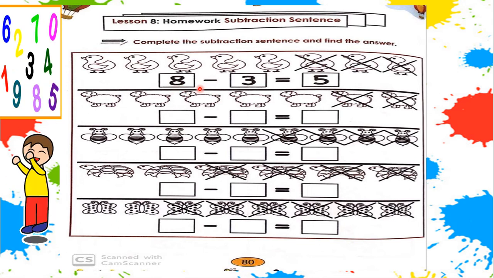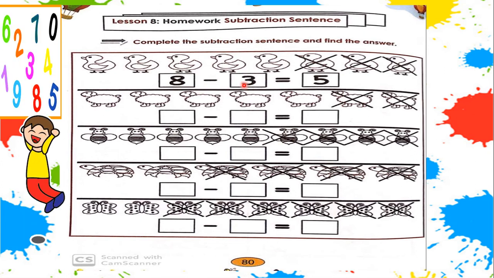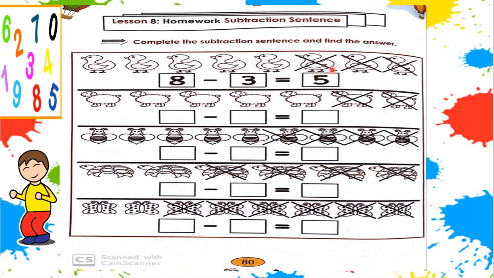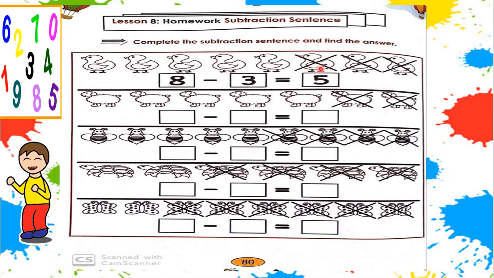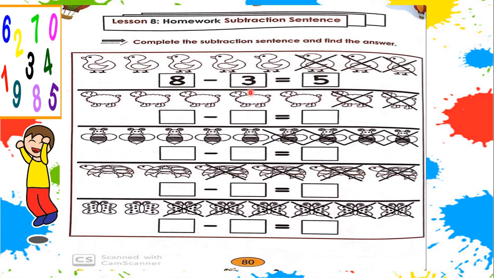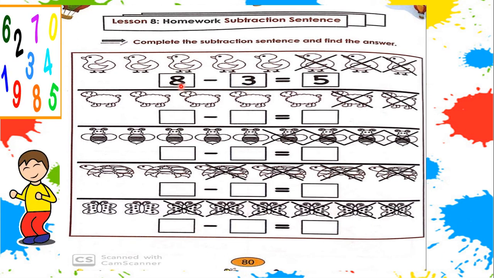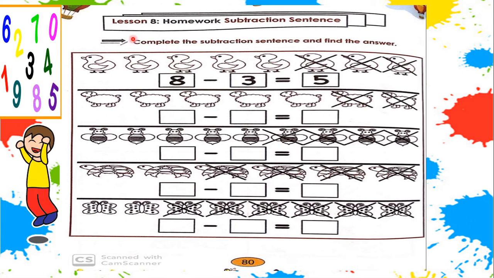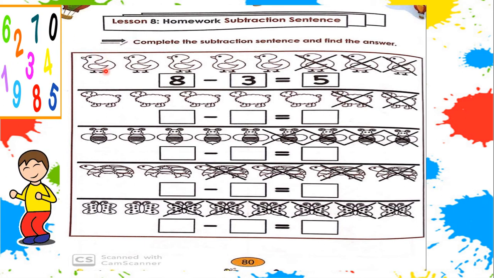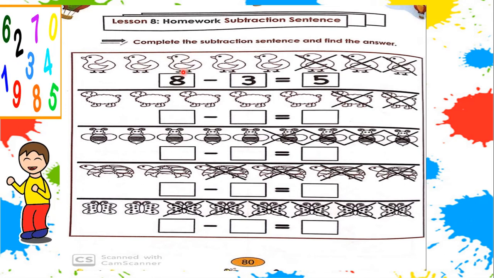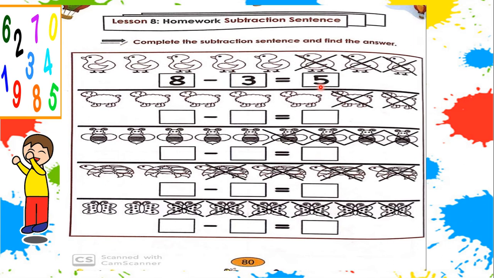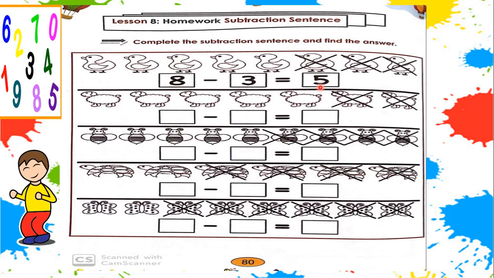Minus, it means you take away 3. So you have your 3 x's. It means these are the objects that you take away. So you have 1, 2, 3. That's why you have here number 3. So 8 minus 3 equals, this time you are going to count the ducks without x. So you have 1, 2, 3, 4, 5. So you have here 5 as your answer.